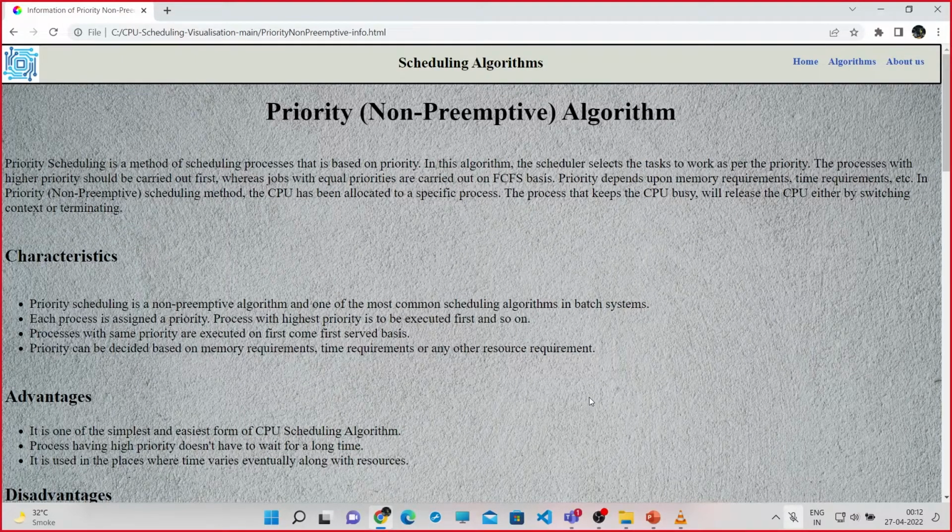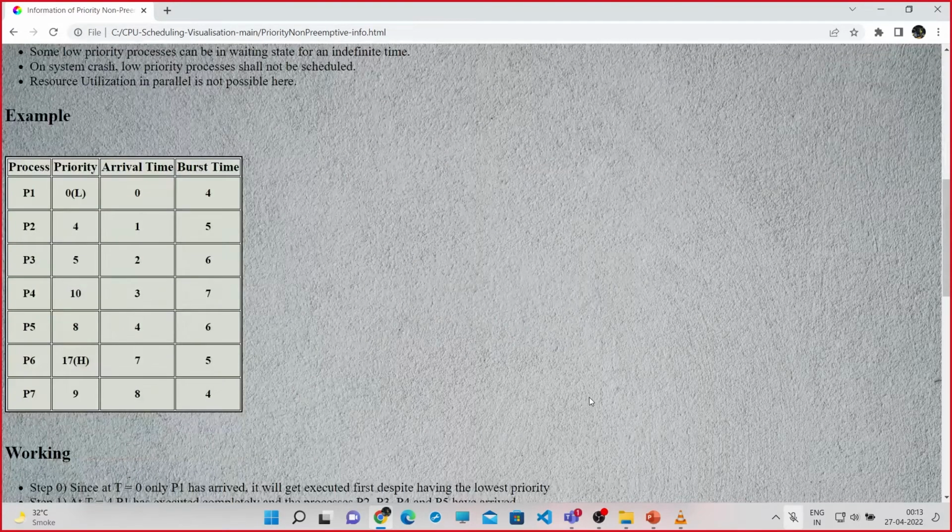In priority non-preemptive scheduling methods, the CPU has been allocated to a specific process. The process that keeps the CPU busy will release the CPU either by switching context or terminating. Now we will see an example. The example is given with 7 processes with priority, arrival time, and their burst time.